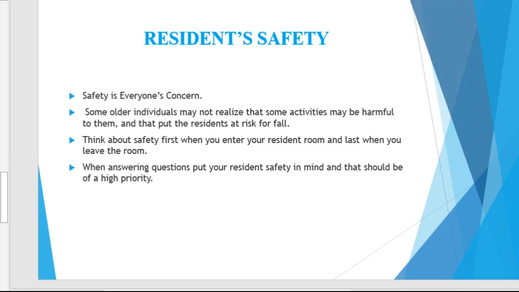Another thing you have to have in mind is resident safety when you are answering questions. Safety is everyone's concern. Some individuals may not realize that some activities may be harmful to them and put the resident at risk for a fall. Think about safety when you first enter the resident's room and when you leave that room. When answering questions, put your resident's safety in mind, and that should be of high priority.